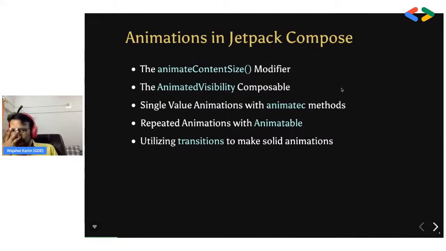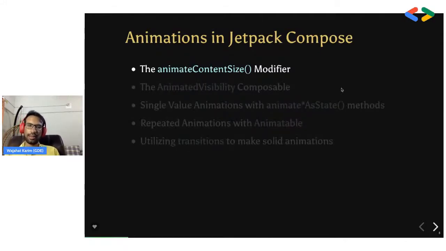So this is our whole agenda about Jetpack Compose: we have different APIs. For the timing constraints, I have removed some and have not covered those, but once you get hold of these, you can explore those as well. So let's start with the first one, animateContentSize.